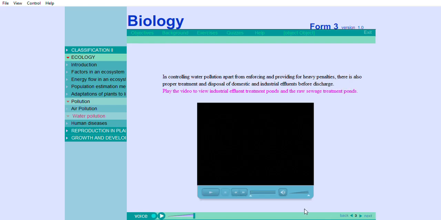In controlling water pollution, apart from enforcing and providing for heavy penalties, there is also proper treatment and disposal of domestic and industrial effluents before discharge. Play the video to view industrial effluent treatment ponds and the raw sewage treatment ponds.